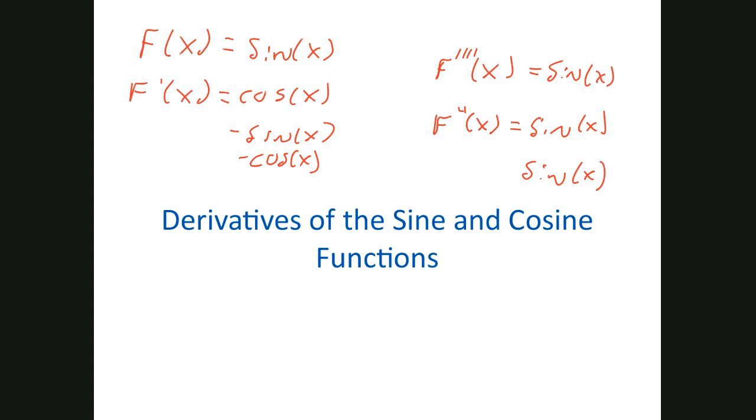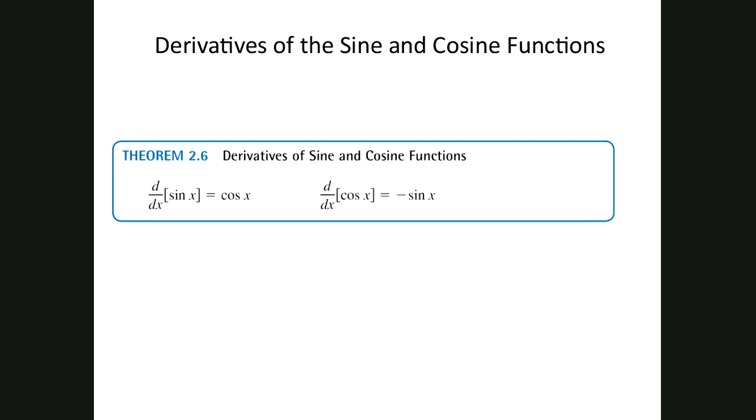Okay, so those are things that you do need to know. Sine of x, cosine of x. So here is the definition. The derivative of sine of x is cosine of x. The derivative of cosine of x is negative sine of x. Things that you need to have memorized for the AP test. These are some of the ones that just have to be memorized.